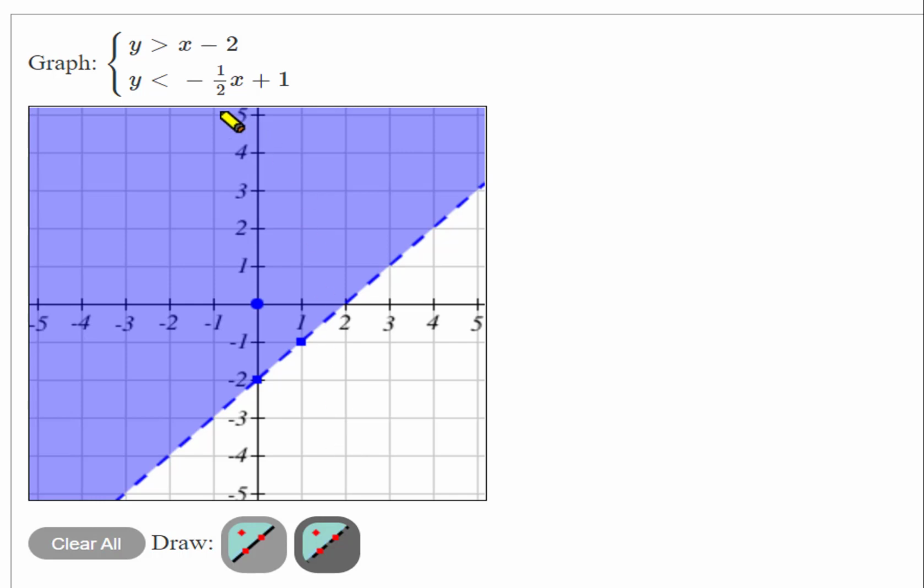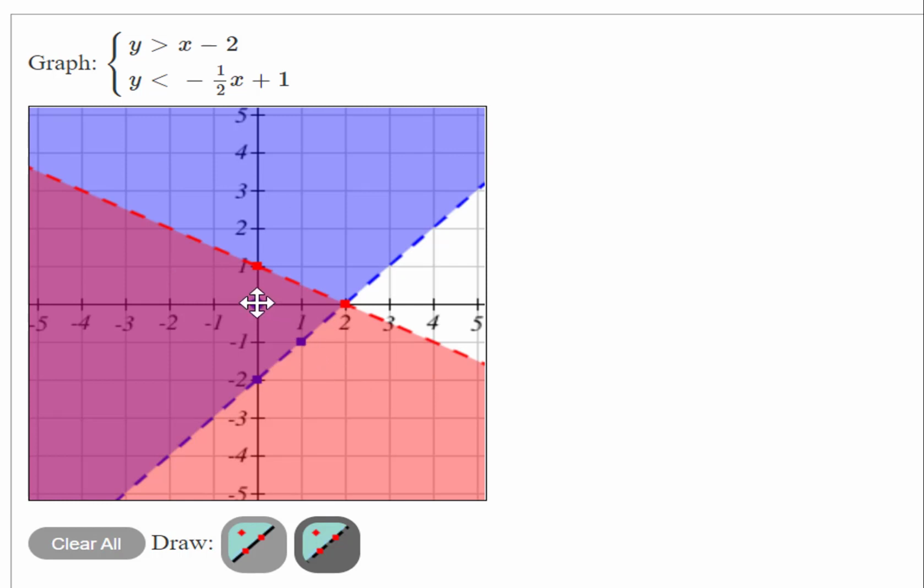So then the other line, y is less than negative 1/2 x plus 1, it's also a dashed line, has a y-intercept of positive 1, and a slope of negative 1/2, so go down 1 and over 2. And then you have to decide which side of the line you want to shade. So we'll try the origin again. If you plugged in the origin here, that would be 0 is less than 1, which would be a true statement. So there you go. Now when you click, it will stay and you've graphed it.